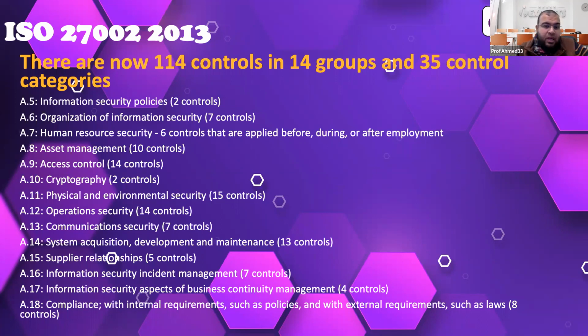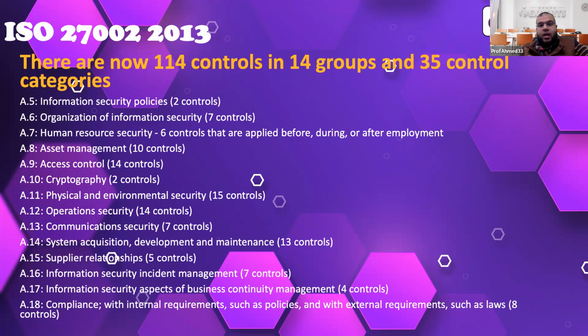Number 16, incident management: how you can handle your incidents. Then information security aspects of business continuity management, number 17. And finally, compliance management, number 18. In this one, if you are in the scope of the GDPR, you must be GDPR compliant to be ISO 27001 compliant.